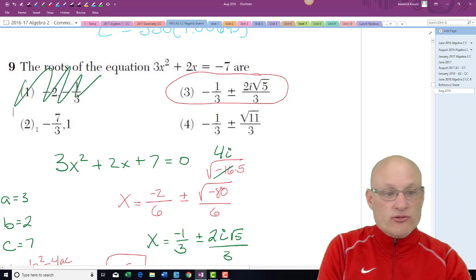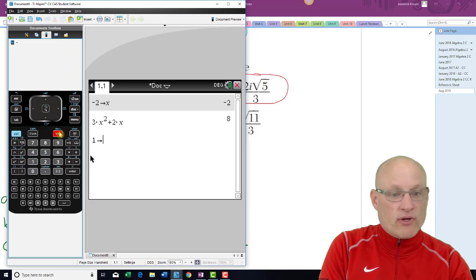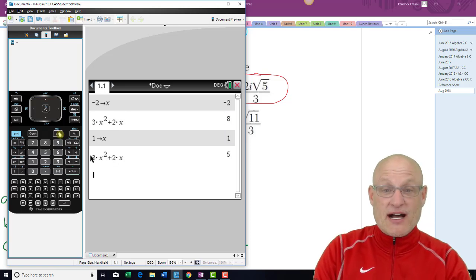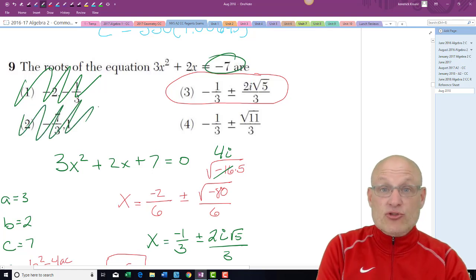Let's try 2. I'm going to do 1. 1, control var x. Now I could have done the 7/3, but 1's so much easier. Type in the right side. I get 5. Should be -7. It's not. That goes away. Let's try choice 3.